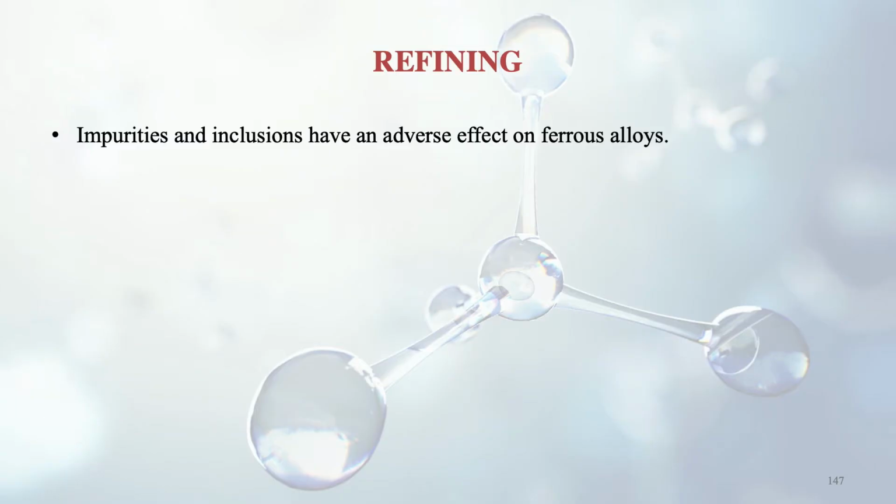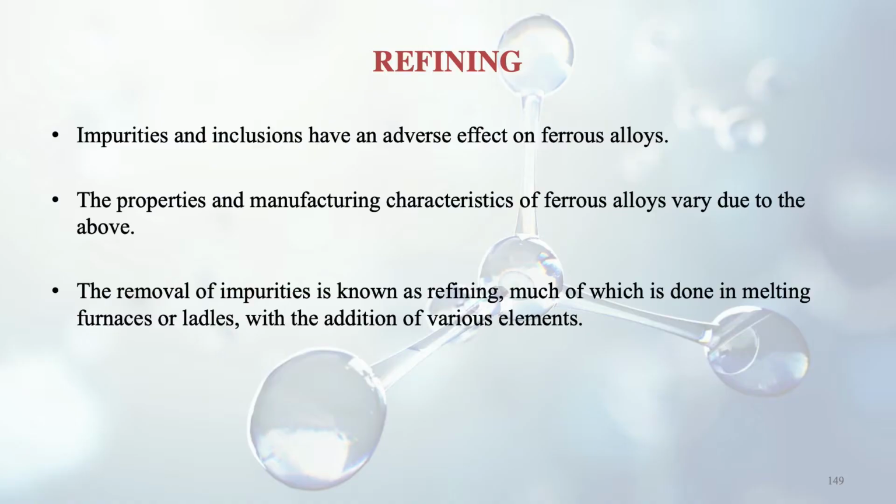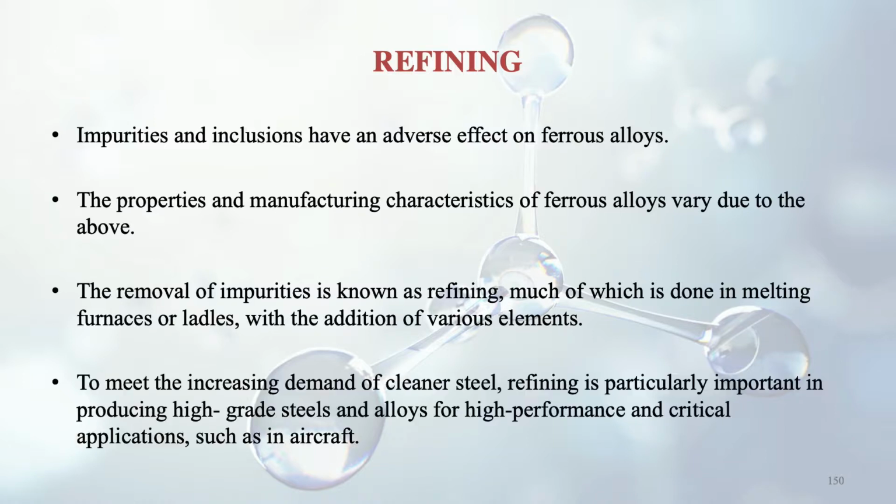Since there are impurities and inclusions and these cause an adverse effect on ferrous alloys, refining needs to be done. The properties and manufacturing characteristics of ferrous alloys vary due to the above impurities. Due to these impurities, the properties of the ferrous alloys vary a lot. The removal of impurities is known as refining, much of which is done in melting furnaces or ladles with the addition of various elements. To meet the increasing demand of cleaner steel, refining is particularly important in producing high-grade steels and alloys for high performance and critical applications such as in aircraft.